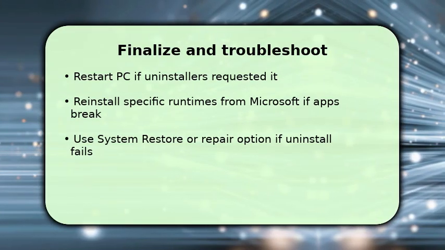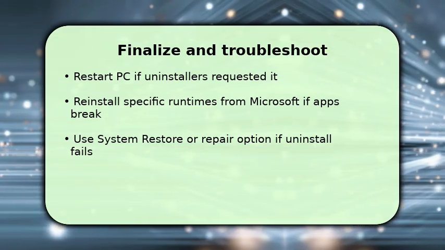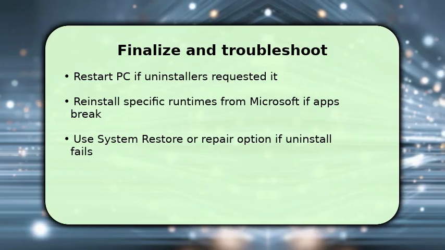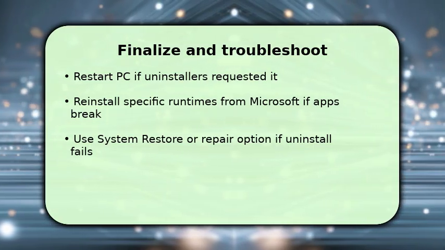If an uninstaller fails or leaves errors, run Programs and Features > Repair on that entry if available, or use System Restore to roll back to a restore point made before changes.